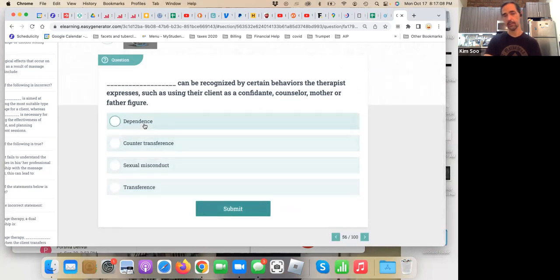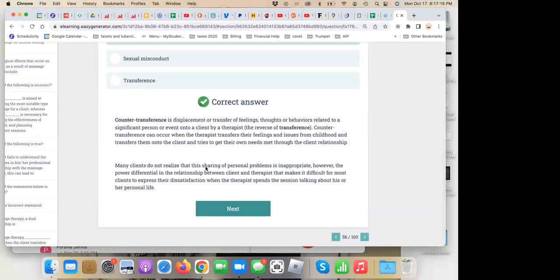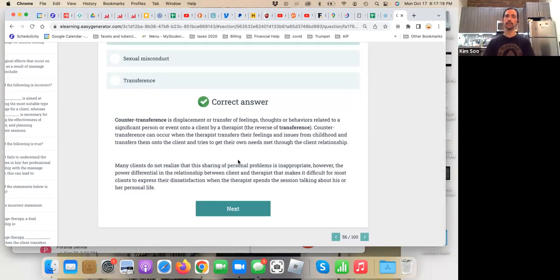That is not correct. Is it dependence, countertransference, or sexual misconduct? Counter? That's correct. Countertransference is the displacement or transfer of feelings, thoughts, or behaviors related to a significant person or event onto a client by a therapist. That's the reverse of transference. From client to therapist is countertransference. From therapist to client is transference.